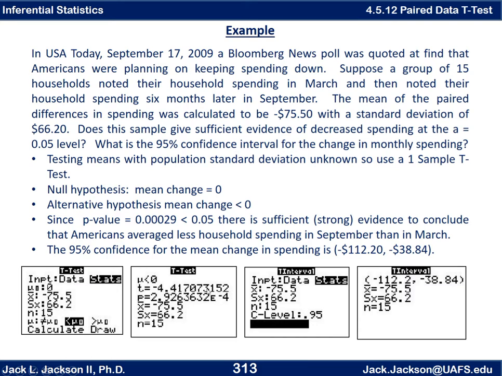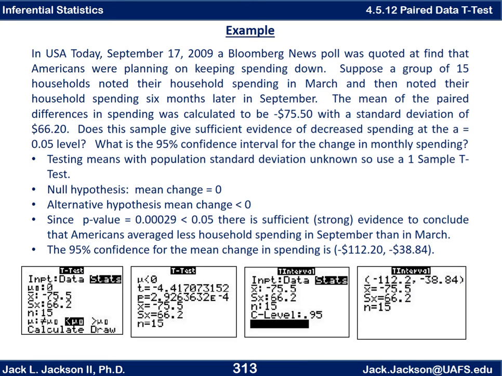So I clicked on calculate. You could also draw, which will draw the t-distribution PDF. But here we're going to calculate. There's the alternative hypothesis again. There's the t test statistic. And more importantly, here's the p-value, which is the main thing we need. Remember, this e-4 means times 10 to the negative 4. So that's 0.0, then the 29. So the p-value is 0.00029, which is a very small p-value.